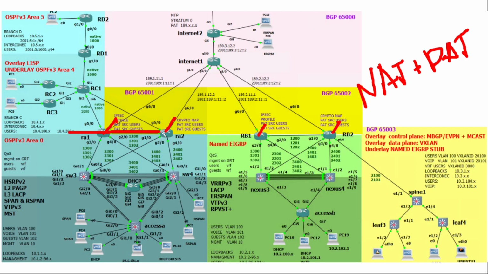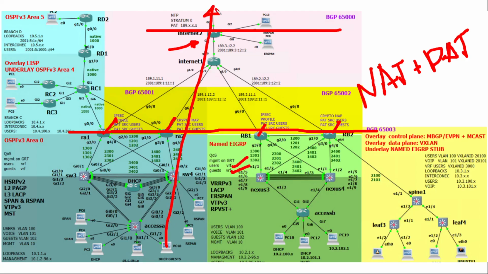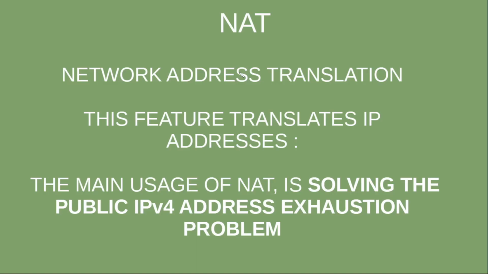that this will be our first NAT overload. We are also going to have another NAT overload here. So our BRF users and guest BRF IP addresses will be able to actually get access to the internet. Now let's go for the theory first, and then we're going to do the actual lab.